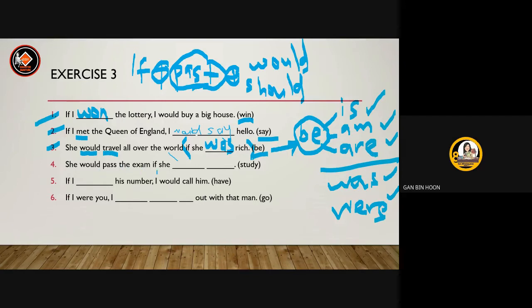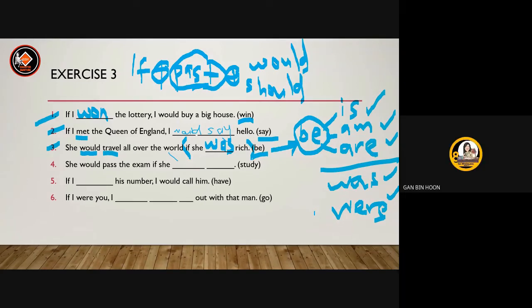She would pass the exam if she study. So what's the answer? She would pass the exam if she study. Anybody want to try? She would pass the exam if she dash dash study.